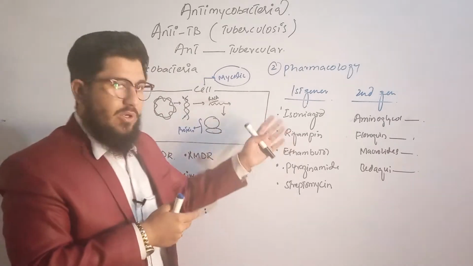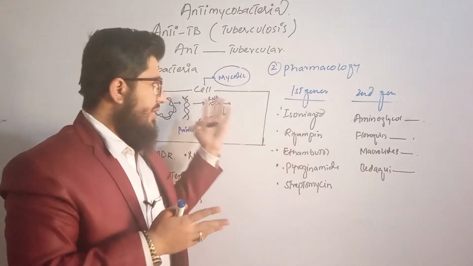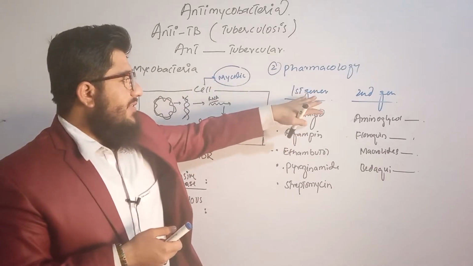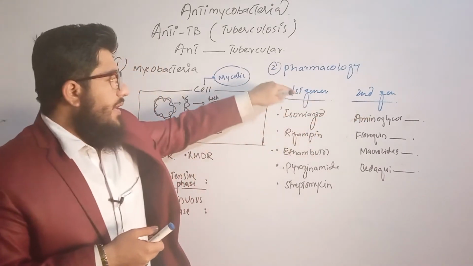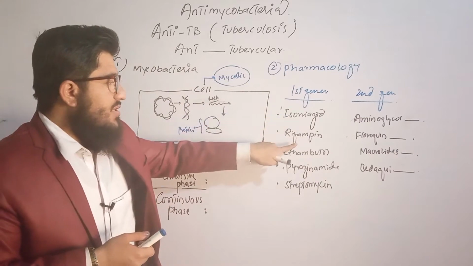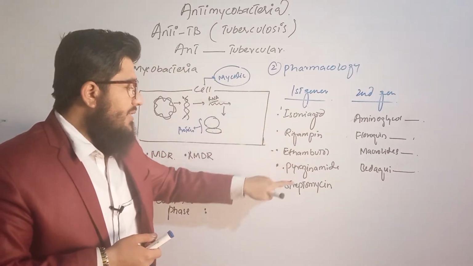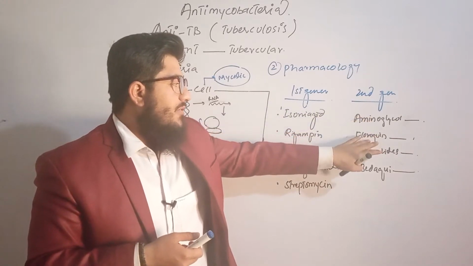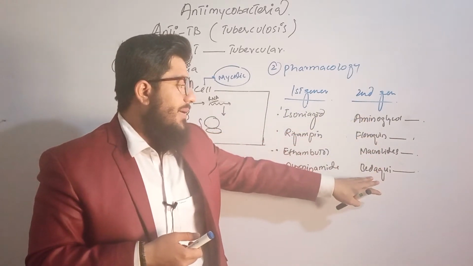Now let's come towards the pharmacology. Here we'll clear some more concepts regarding the mycobacteria. In the pharmacology, we have first generation and second generation, okay? According to first generation, we have isoniazid, rifampin, ethambutol, pyrazinamide, streptomycin. According to second generation, we have aminoglycosides, fluoroquinolones, macrolides, and bedaquiline.